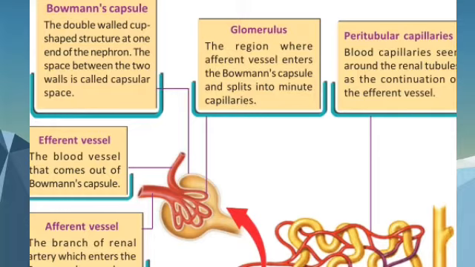The afferent vessel is a branch of the renal artery. Last class we discussed the renal artery and renal vein. The branch of the renal artery is called the afferent vessel, entering into the glomerulus. The glomerulus is the region where afferent vessels enter the Bowman's capsule and split into minute capillaries.